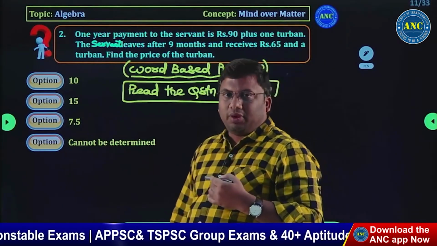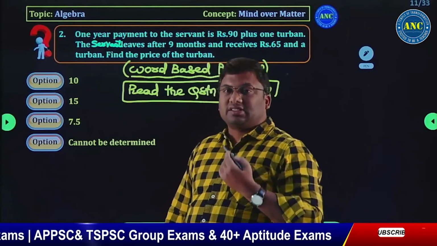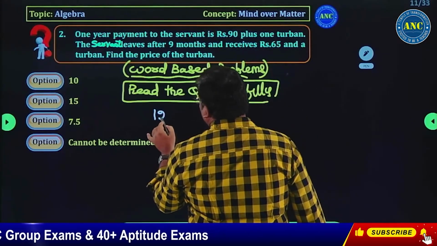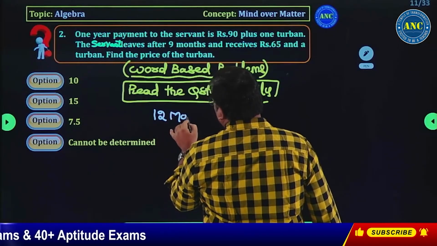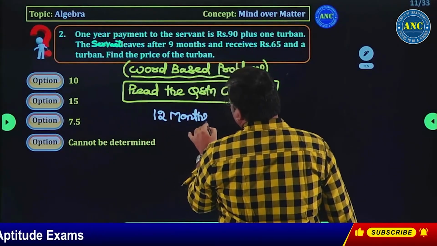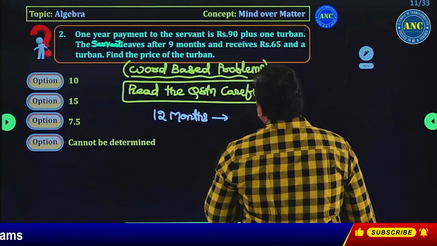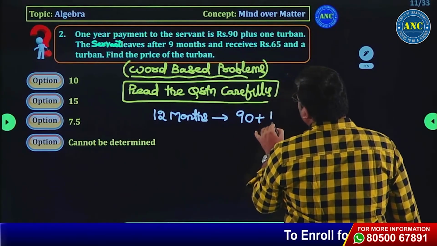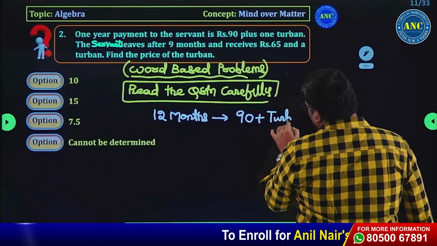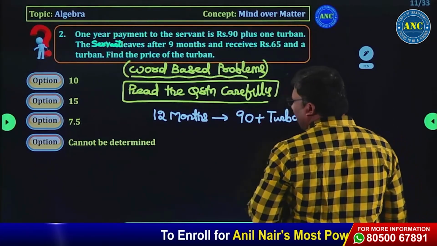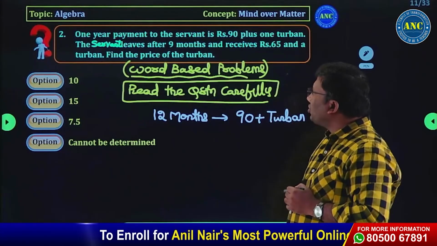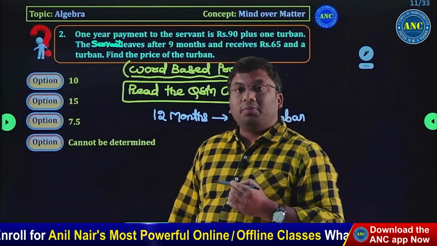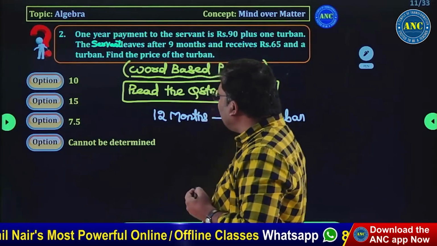Somebody worked with me, right? Because he gave his services to me, I am going to give a payment to him. 1 year is 12 months. After 12 months, I gave him salary, right? How much did I give? In terms of cash, I gave 90. And I gave 1 turban. That means in 12 months, he got 90 rupees plus a turban. How much the turban costs, we don't know. Let us continue the question.